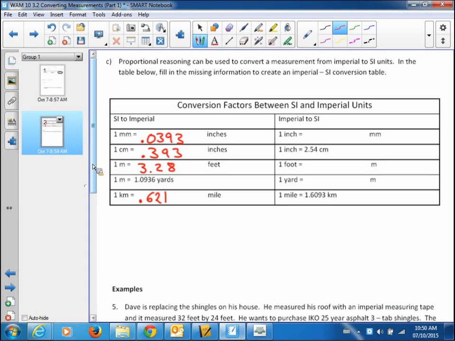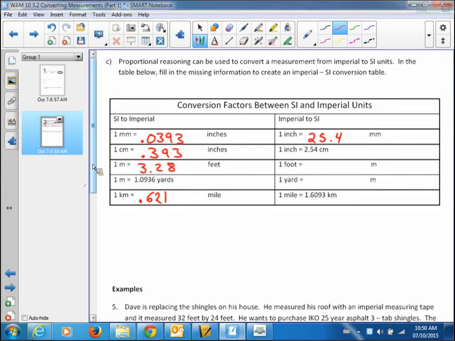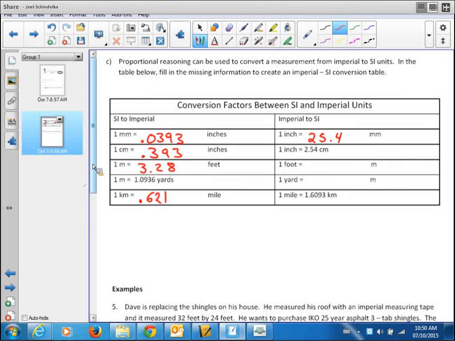Backwards, the other way around, 1 inch is 2.54 centimeters. Oh, but you want 25.4. No, that's it. Then, what is next? 1 foot is 0.304. 1 yard is 0.9144 meters, and a mile is 1.6, as it says there, kilometers.